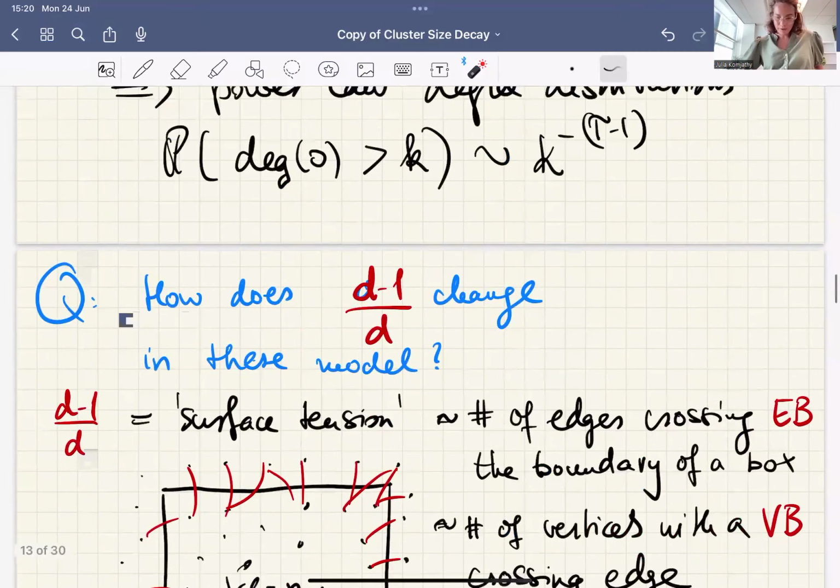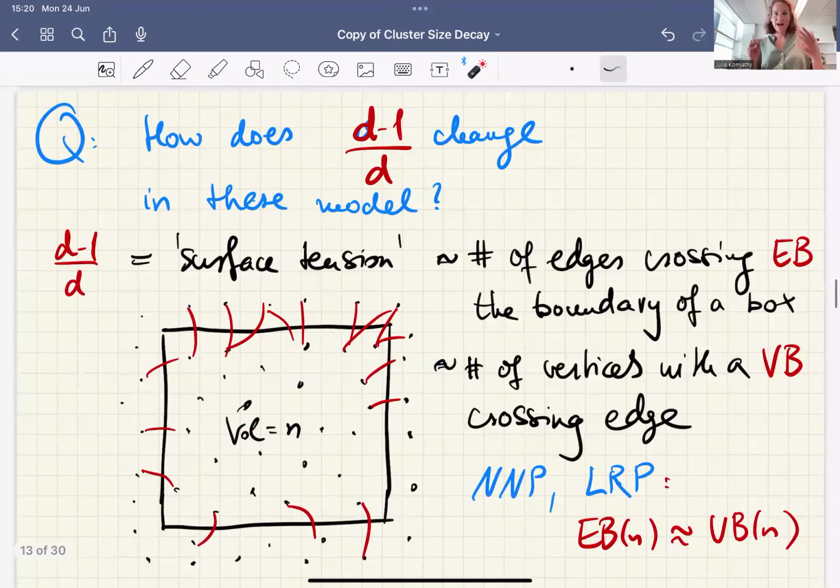Okay, so the question that we want to ask: we have these nice inhomogeneous models now, long-range percolation and the geometric inhomogeneous random graph, and we can ask the same questions. Is there a law of large numbers for the largest component in a box? How does the second largest component behave? And are there large deviation results for the giant?